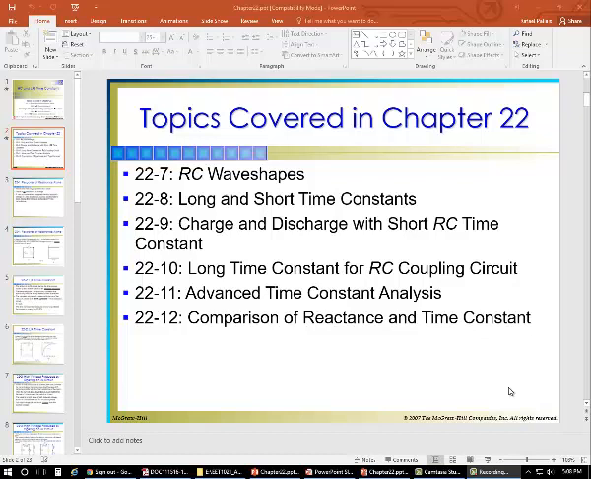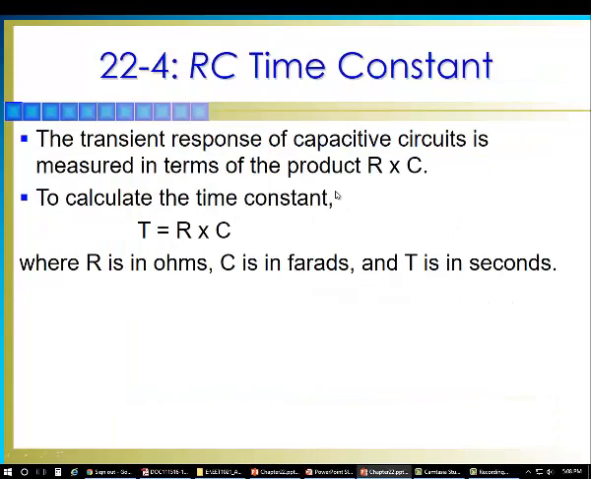Hi, welcome back. This is the second part of a lecture on chapter 22, and we're going to pick up this time on the topic of RC time constant. RC is for resistance and capacitance.